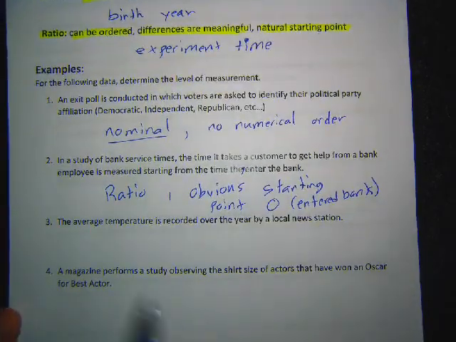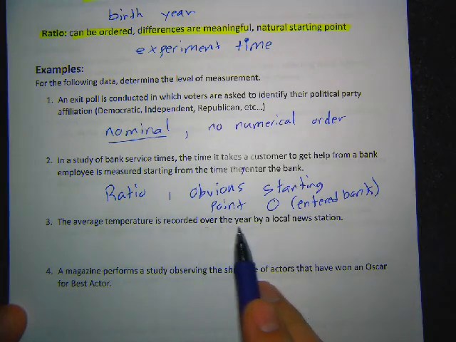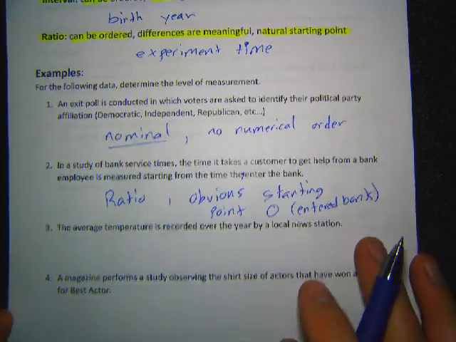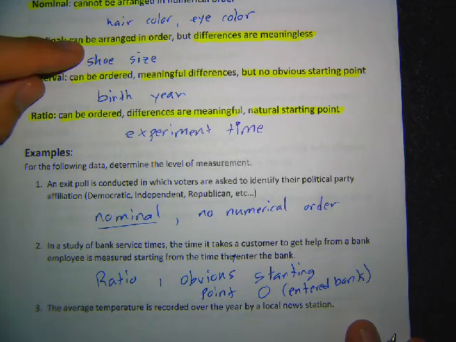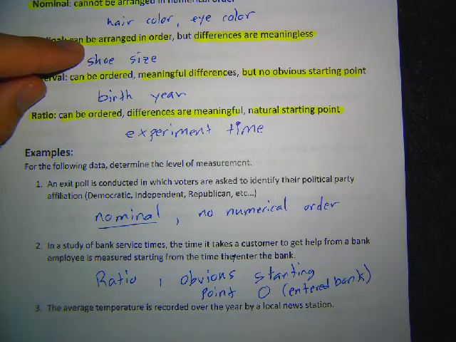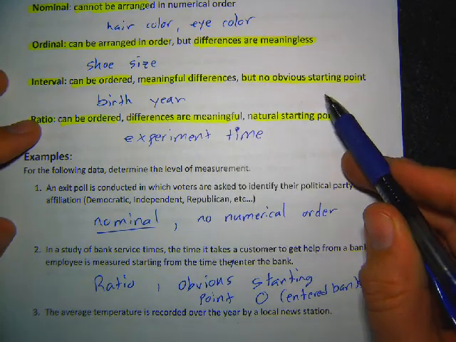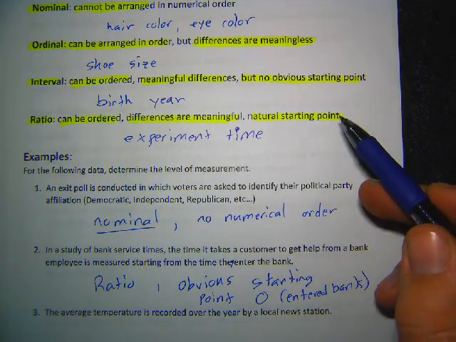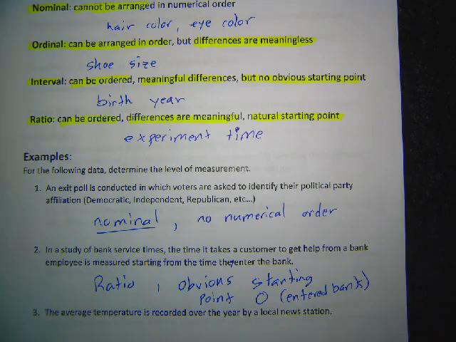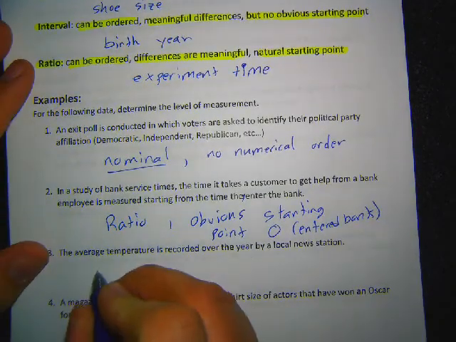All right, next one. The average temperature is recorded over the year by a local news station. Makes sense. You can arrange it because you can arrange the different temperatures, from lowest to highest. Differences make sense. 10 degrees more, 10 degrees less. Here we'd say there's no obvious starting point though, right? Because you can go below zero. You can have negative temperatures. So where's the bottom? Where's the starting point? Well, there isn't one. So in this case, this would be interval.